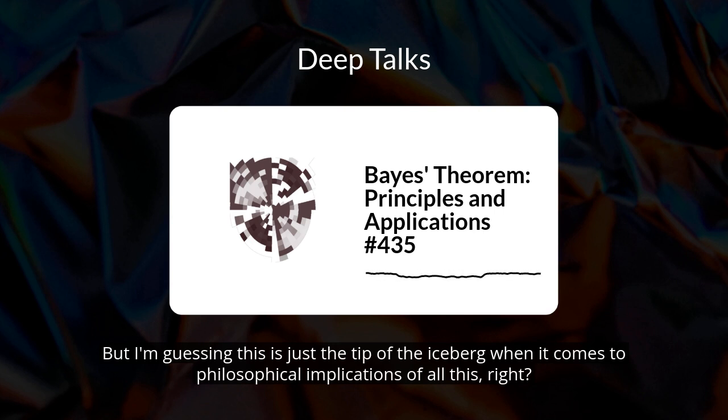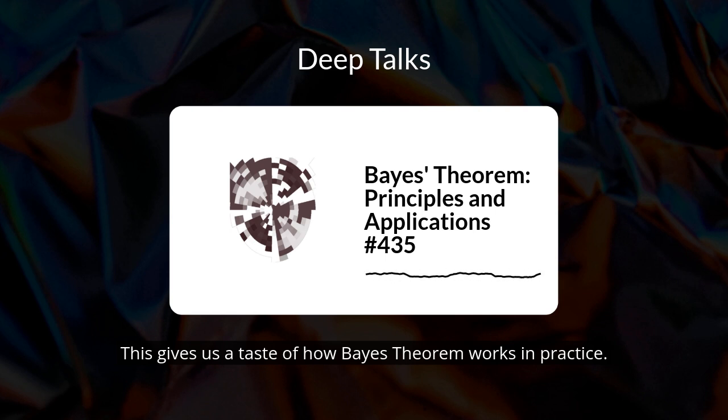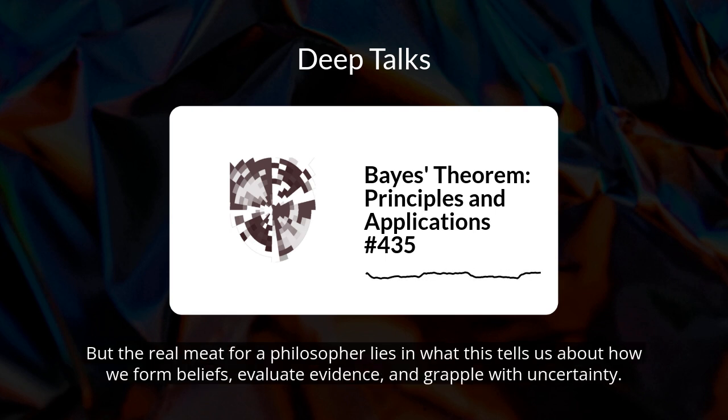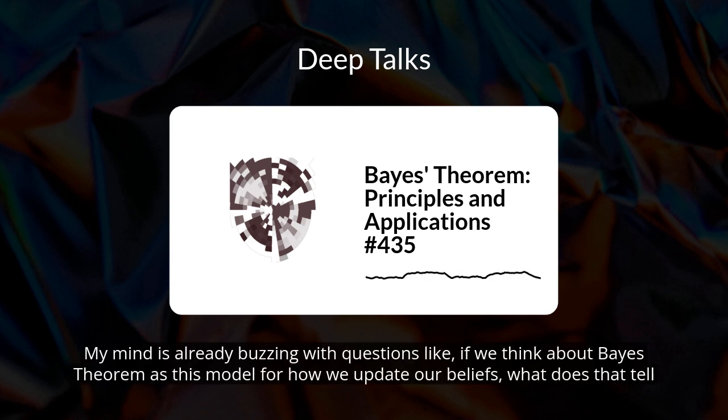But I'm guessing this is just the tip of the iceberg when it comes to the philosophical implications of all this, right? Oh, you're absolutely right. This gives us a taste of how Bayes' theorem works in practice, but the real meat for a philosopher lies in what this tells us about how we form beliefs, evaluate evidence, and grapple with uncertainty. Right. Okay, I'm ready for that. Let's dig in.